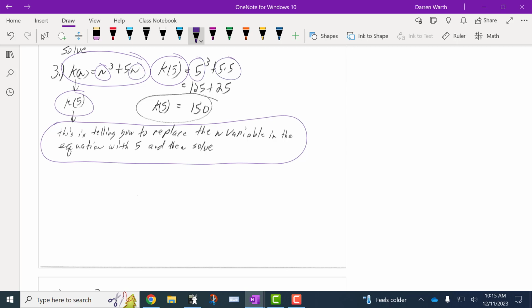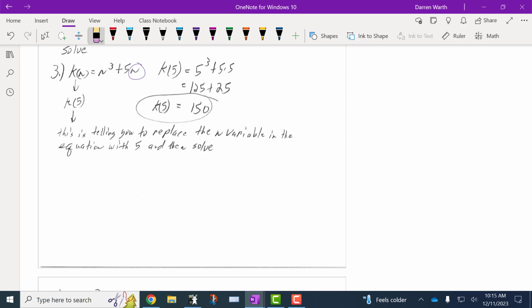I'm just going to go ahead and simplify this. Remember to follow your order of operations when you're simplifying. So my order of operations says the very first thing I need to do is parentheses, and then powers, then multiplication and division from left to right, and addition and subtraction from left to right.